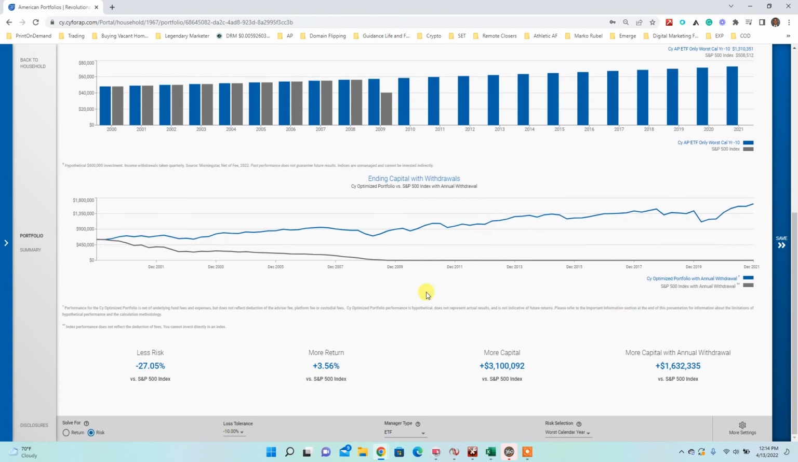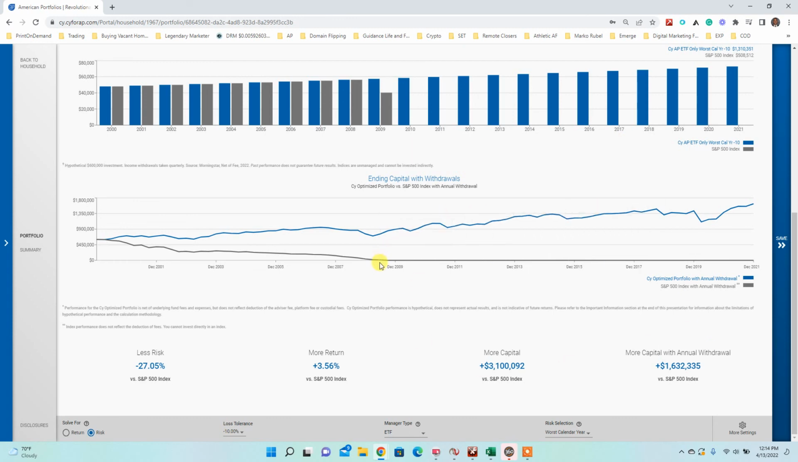So you look at this here. You have 27% less risk. You have 3.5% better return. Without withdrawals, you should have $3.1 million more in capital, and after the withdrawals over these 20 years, you should have $1.6 million left over.